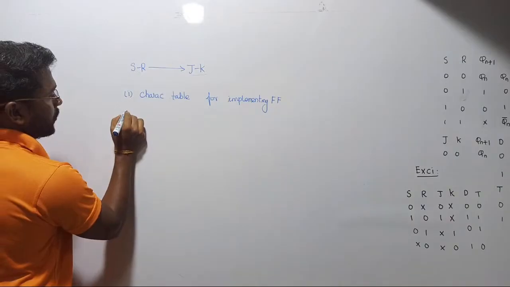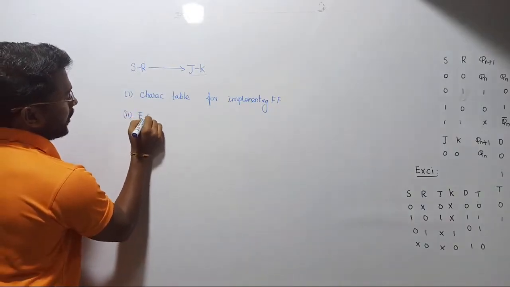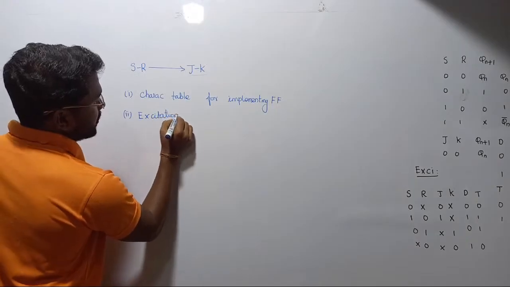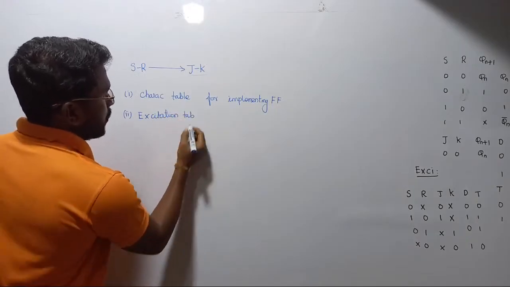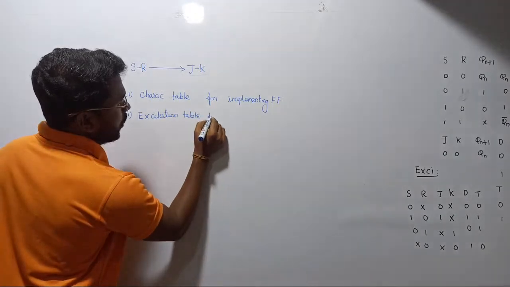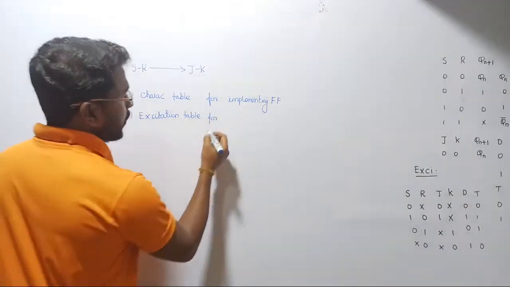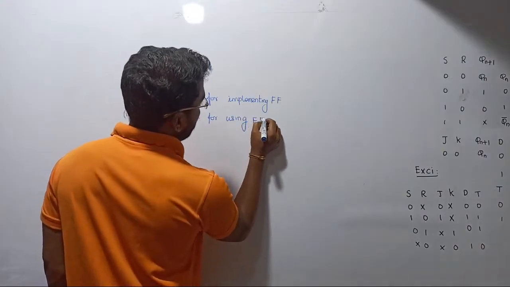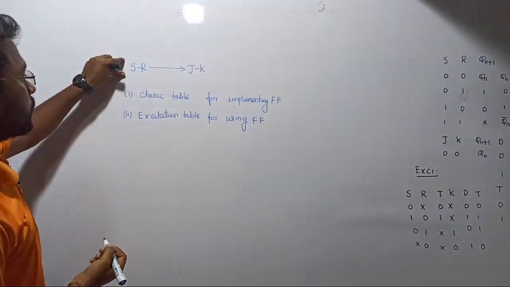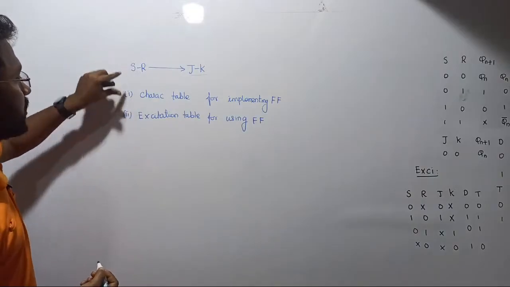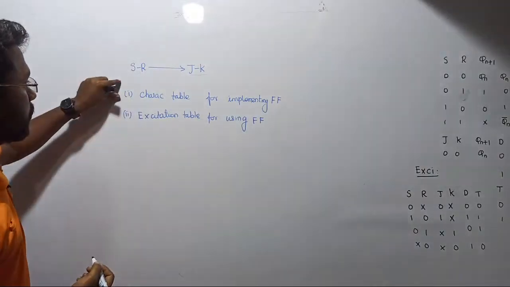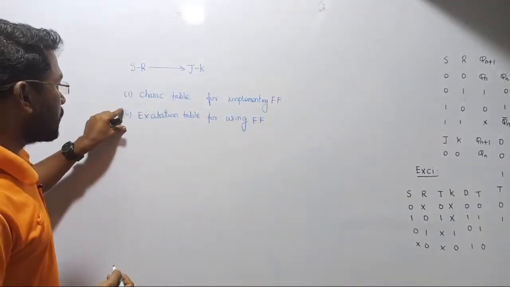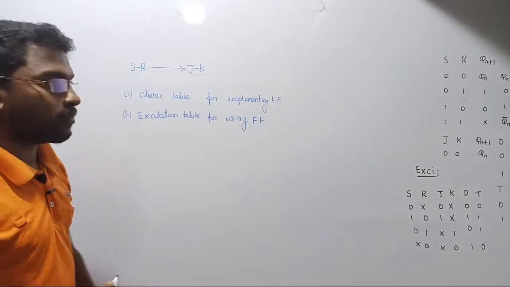And second step, write the excitation table for the flip-flop being used. Which flip-flop are we going to use? SR flip-flop. We will have to write the excitation table for SR flip-flop. So step number 1, we write the characteristic table for the implementing flip-flop. Step number 2, we write the excitation table for the using flip-flop.